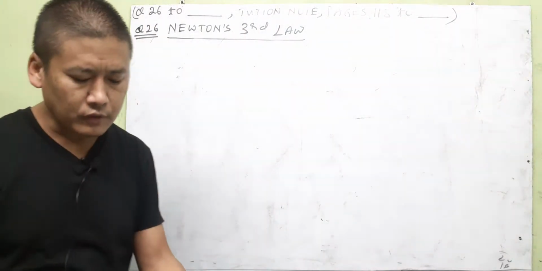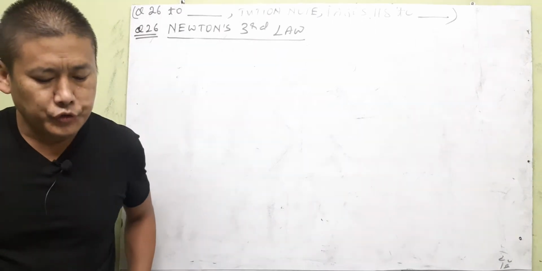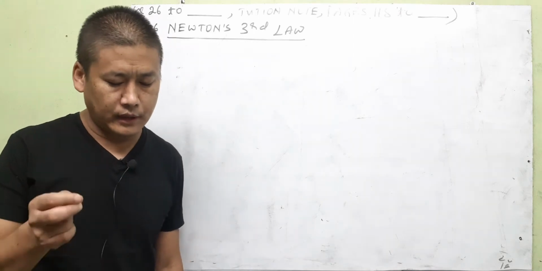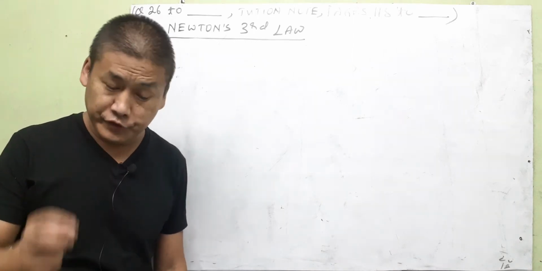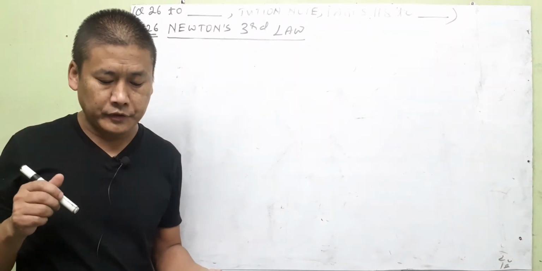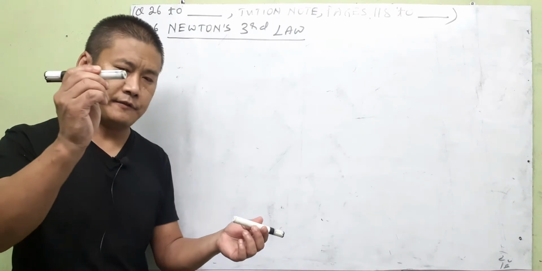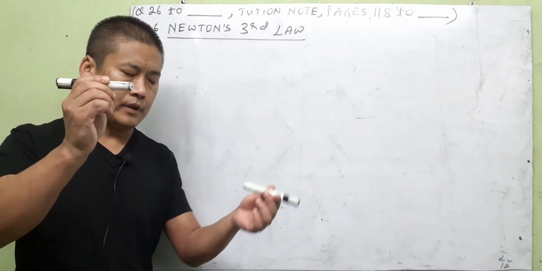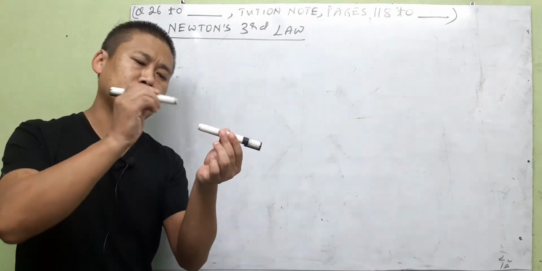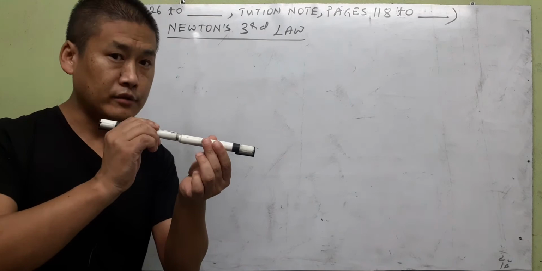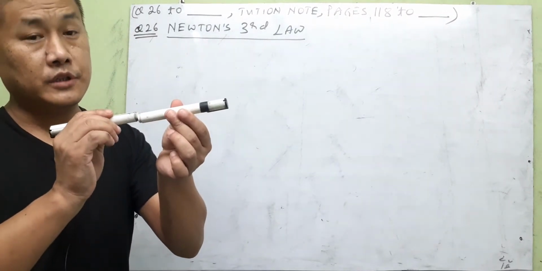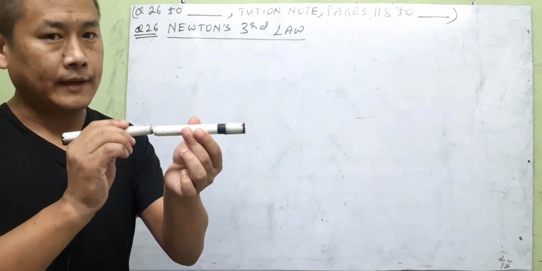Now go to the next question, 27. In Newton's third law of motion, the force exerted by the first body on the second body is called action or action force. And the force exerted by the second body on the first body is called reaction or reaction force. So if you take this as the first object and this one as the second object or body, when they collide, the force exerted by this first object on the second object is called action or action force. And the force applied by the second body on the first object, which is equal but opposite in direction, is called reaction or reaction force.